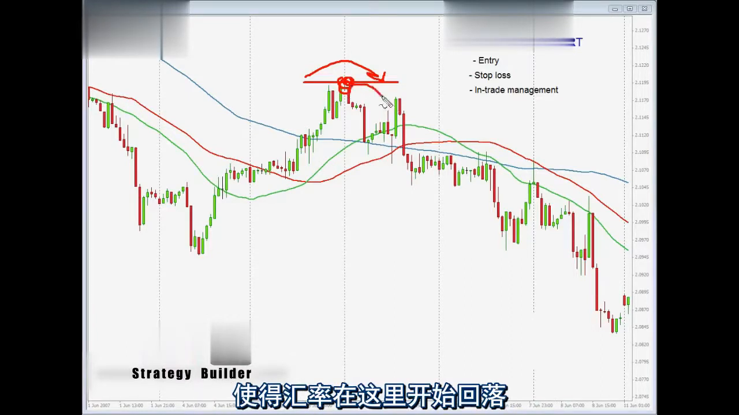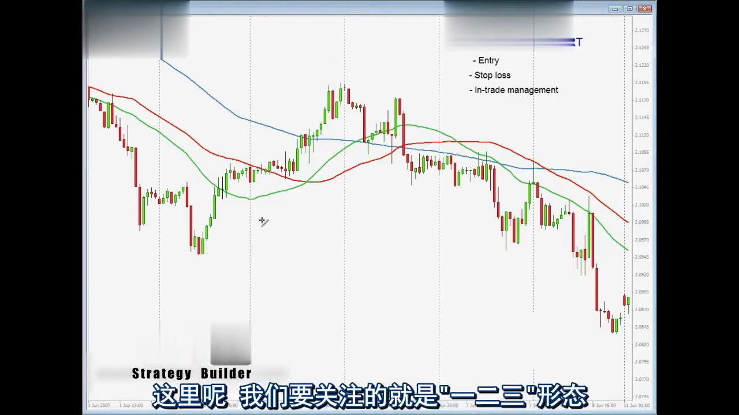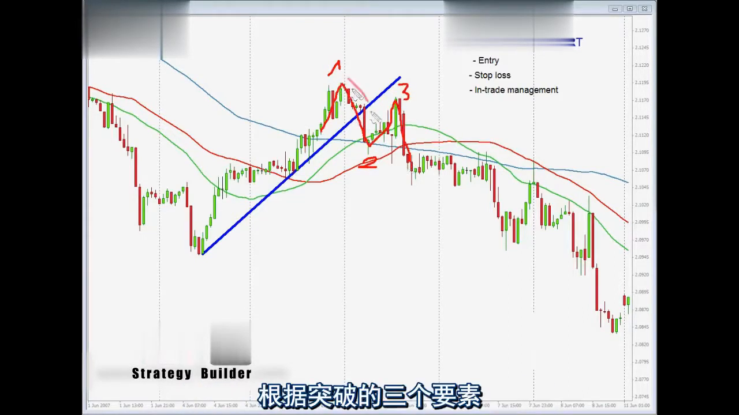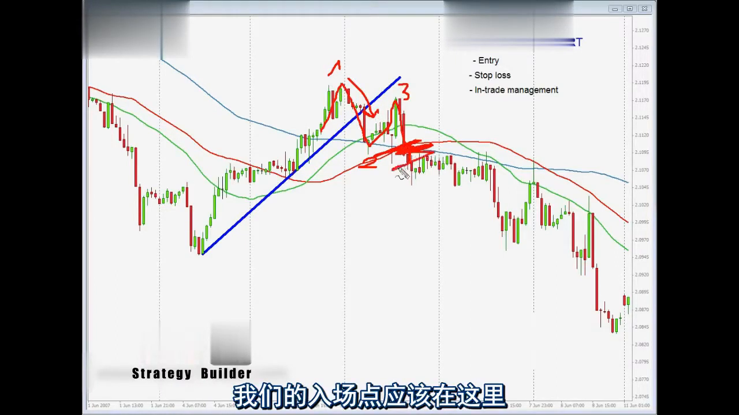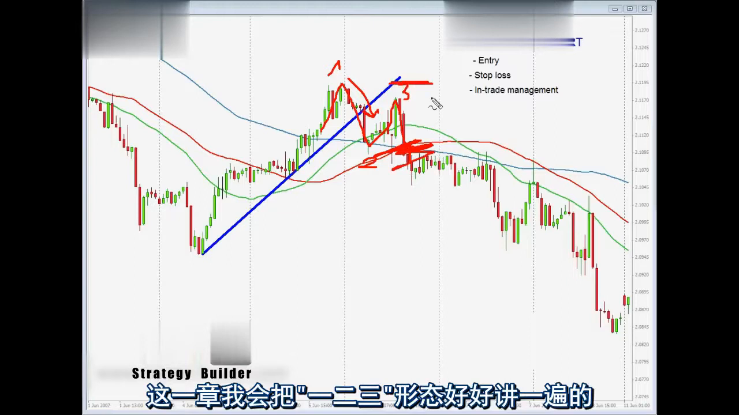Price began to curl around, and now we are searching for our entry. Our entry, in this case, came in the shape of a 1, 2, 3 formation. This being aspect number 1, this being aspect number 2, and this being aspect number 3, with a retracement trendline breakout. Our short entry would have been there, and that would have been our stop loss. But don't worry, guys, you are going to learn all about 1, 2, 3 formations in the chapter that you are now at.